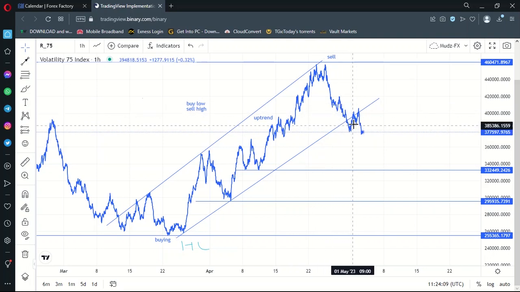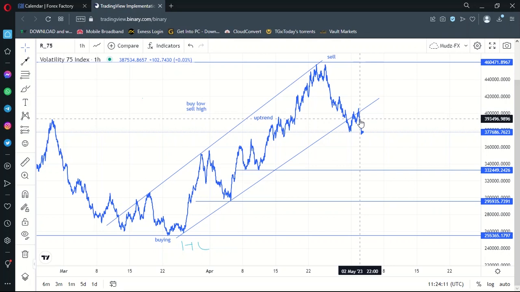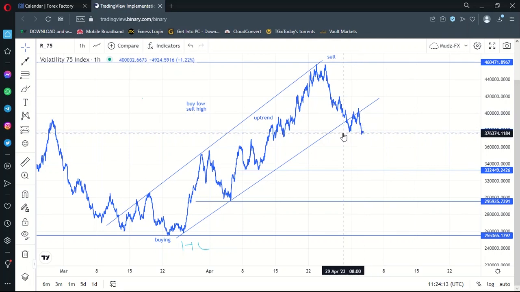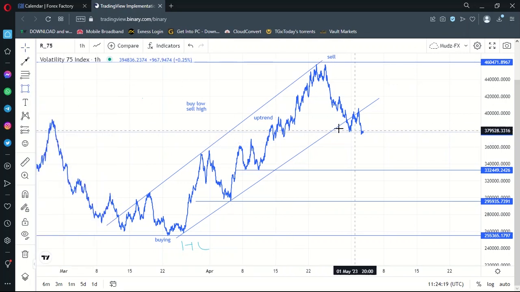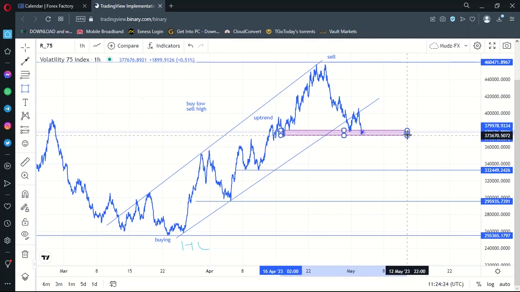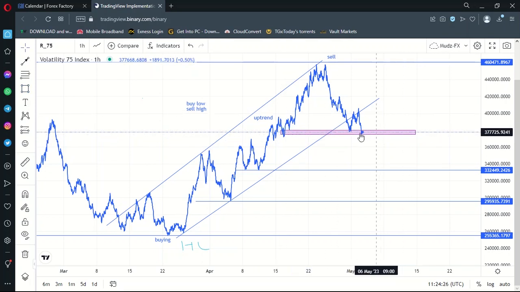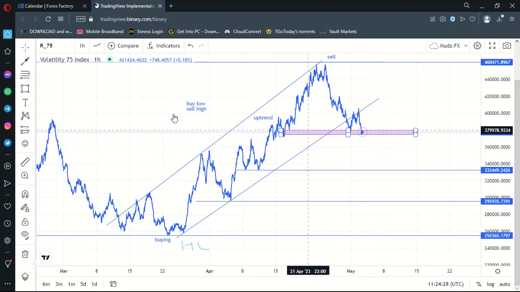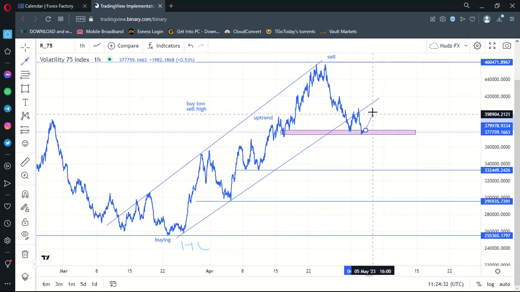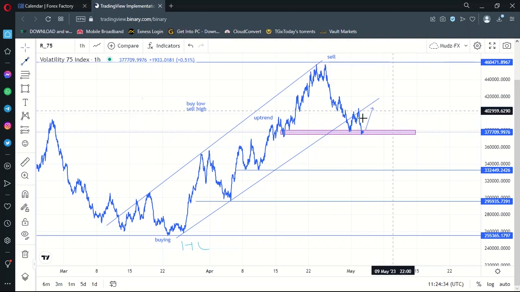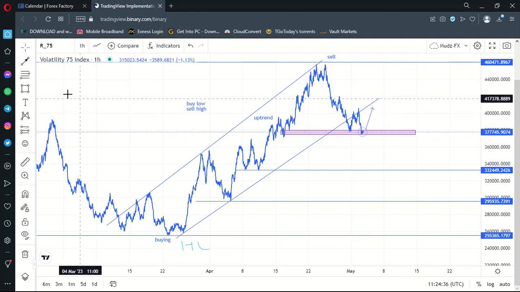The market broke out, right? Retested. So now we have to look at our point of interest. Our point of interest is the breakout of that support. If it breaks out that support, we sell. But it might go up, right? It might make a double bottom and buy. It might break out and sell.